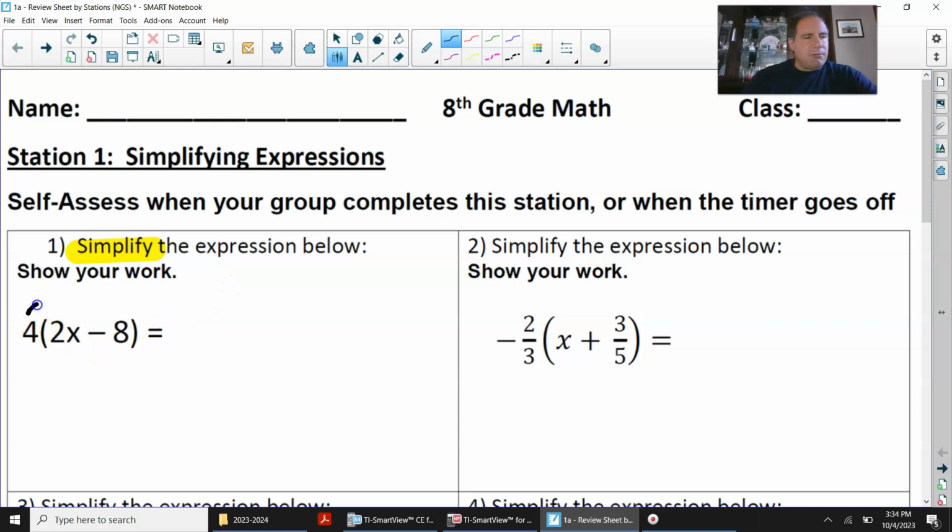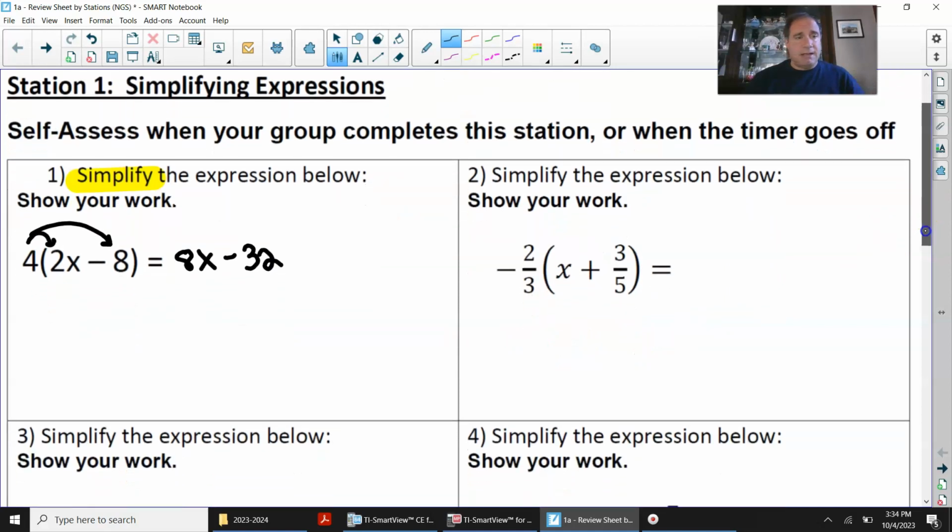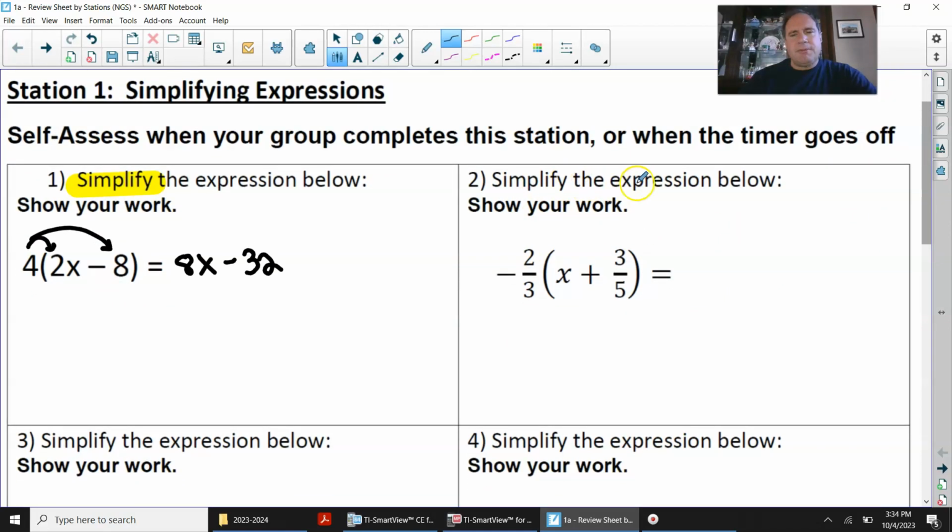All right, so we're just going to simply do distributive property. Distributive property is 4 times 2x is 8x. And then 4 times negative 8, that's negative 32. And that is your final answer. You don't have to do anything else. All right, so simplify, in other words, simplify, not solve.